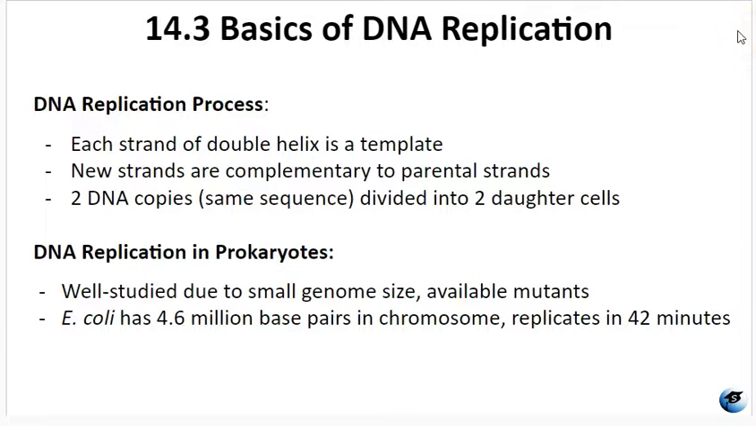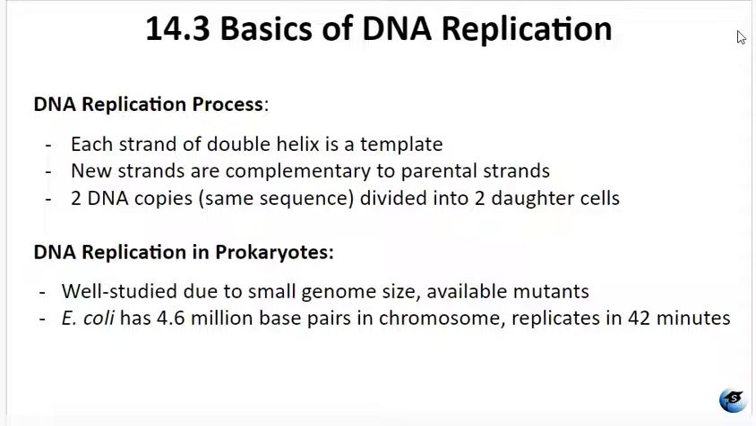During DNA replication, each of the two strands that make up the double helix serves as a template from which new strands are copied. The new strands will be complementary to the parent strands, and when two daughter DNA copies are formed, they have the same sequence and they are divided equally into daughter cells. When DNA replicates, the double helix unwinds, and then each strand serves as a template for the synthesis of a new complementary strand. This ensures that the daughter DNA have the same sequence, and they're distributed equally.